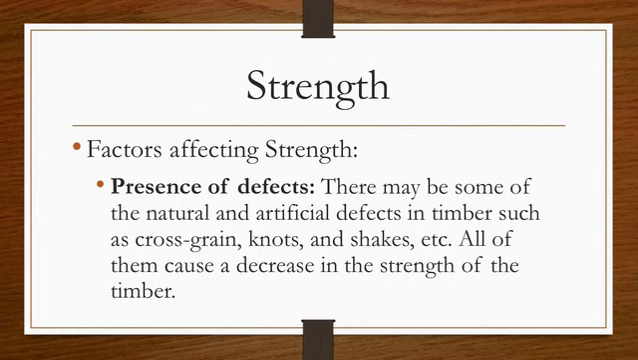And the presence of defects. When we talk about defects, you have natural and artificial defects. So we talk about cross grains, knots, shakes, twists, warps, cupping. These are different abnormalities or anomalies in the tree, the lumber, or the timber itself. Because of their presence, they can decrease the strength of the tree or of the timber.